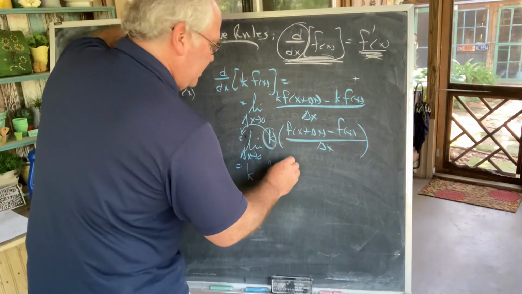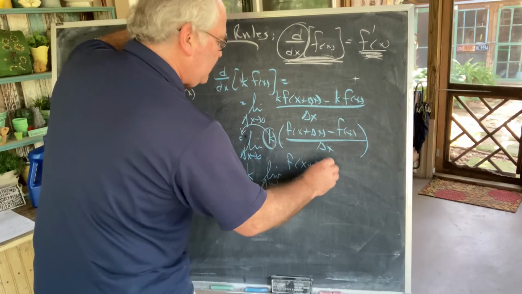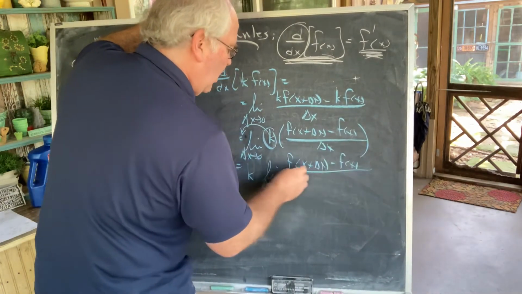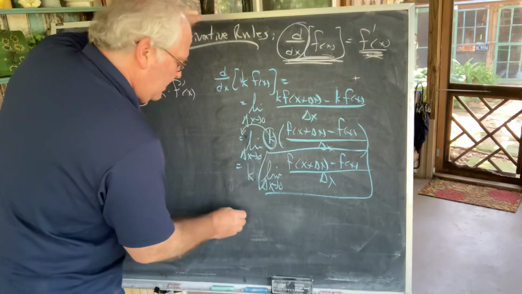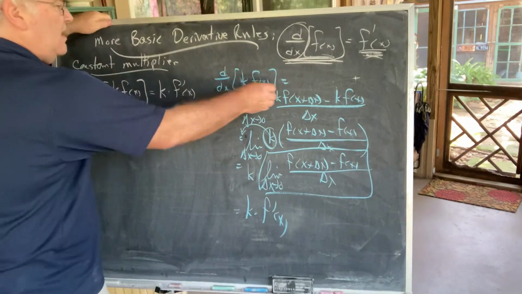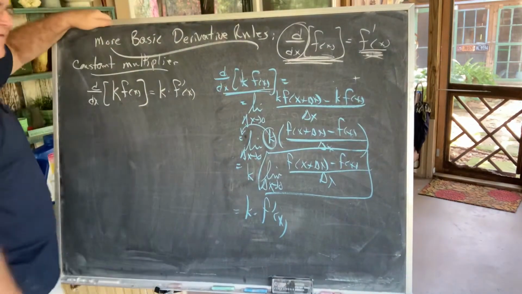And what we're left with is the limit, delta x goes to 0, f of x plus delta x minus f of x all over delta x. But what is this? That expression is f prime of x. That's k times f prime of x, and that's our statement. The derivative of a constant times the function is the constant times the derivative of the function.